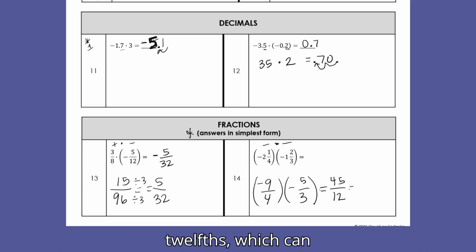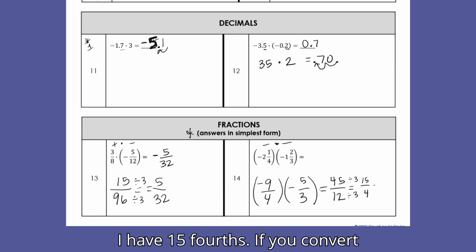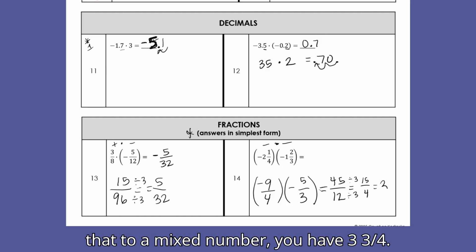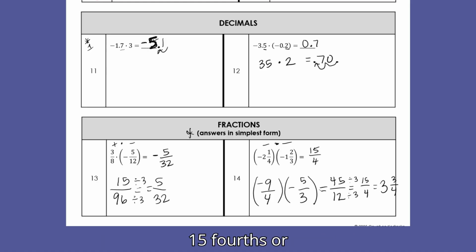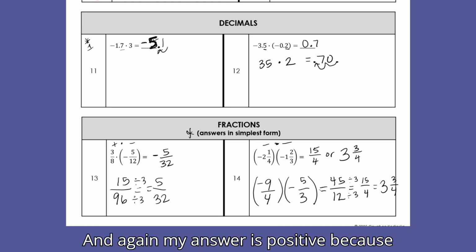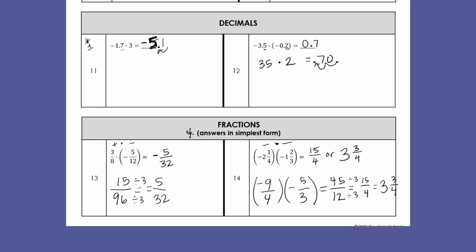twelfths, which can simplify. 3 goes into 45 15 times. 3 goes into 12 4 times. So I have 15/4. If you convert that to a mixed number, you have 3 3/4. Depending on how your teacher might like your answer, it could be 15/4 or 3 and 3/4. And again, my answer is positive because I'm multiplying a negative times a negative, two numbers with the same sign.